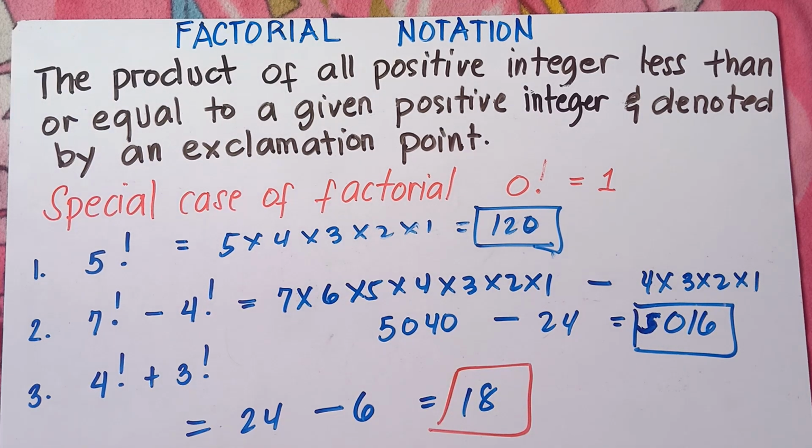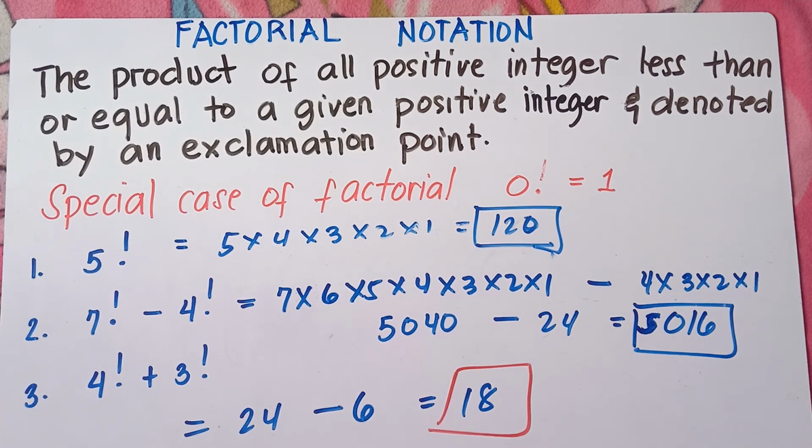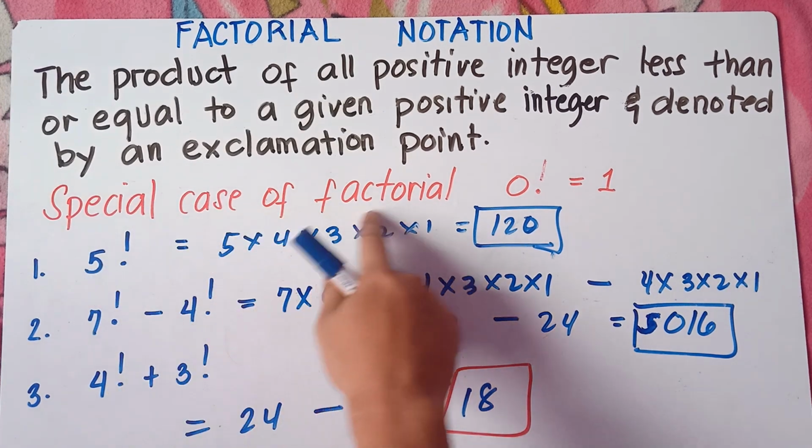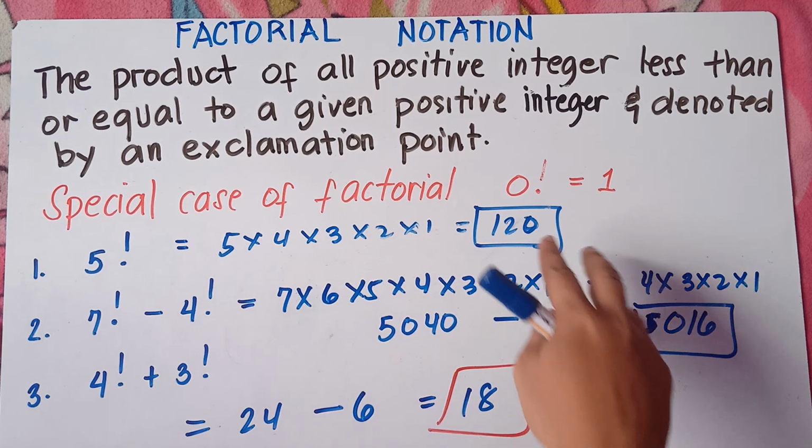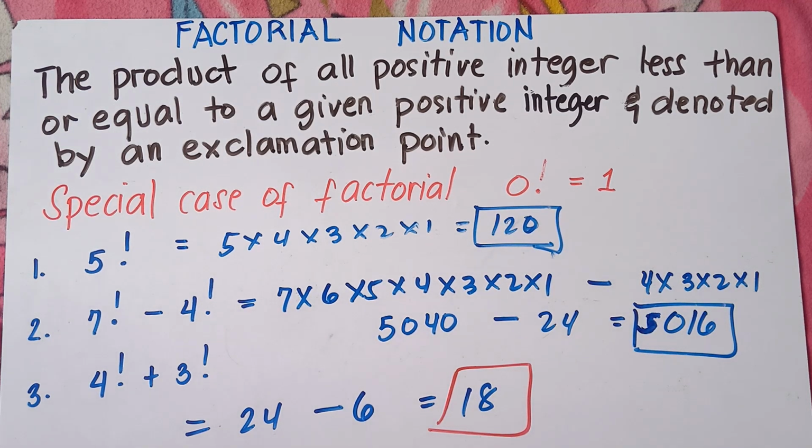So that's it, class. That's how you solve for factorial. Let's try the last examples. Do not forget the special case of factorial: 0 factorial is equal to 1.